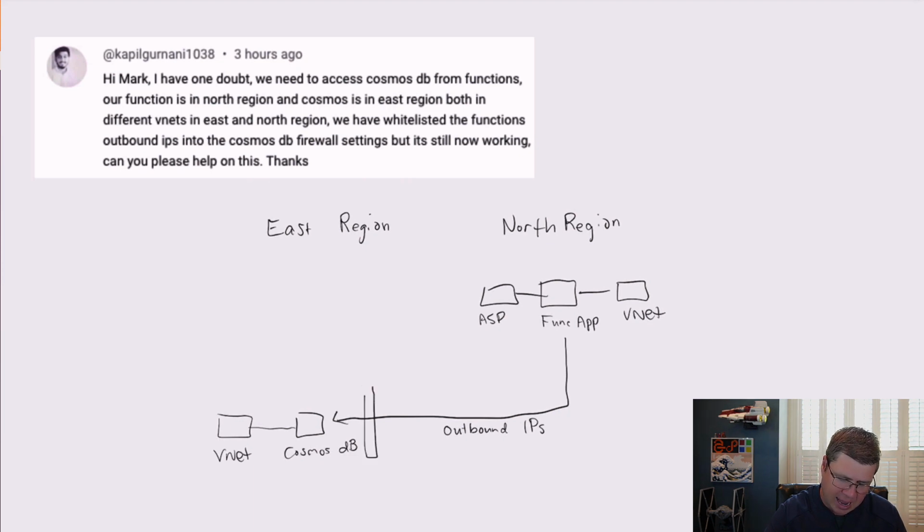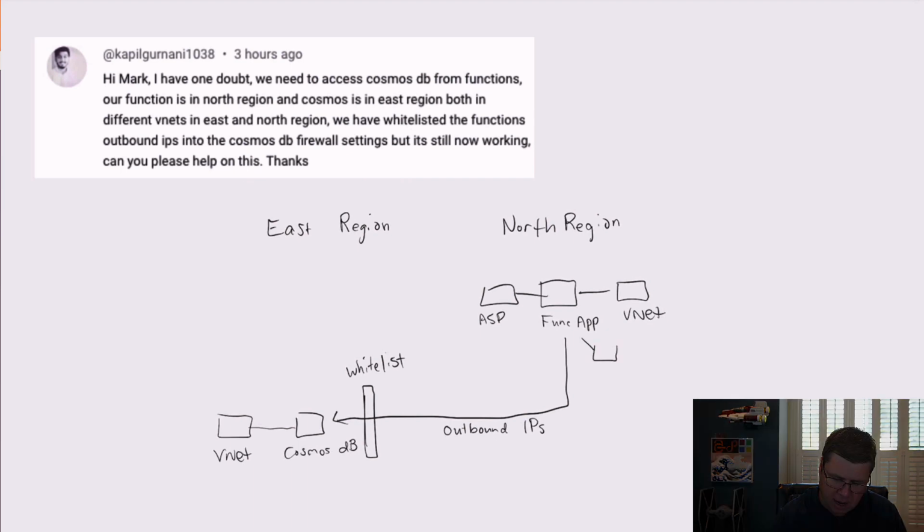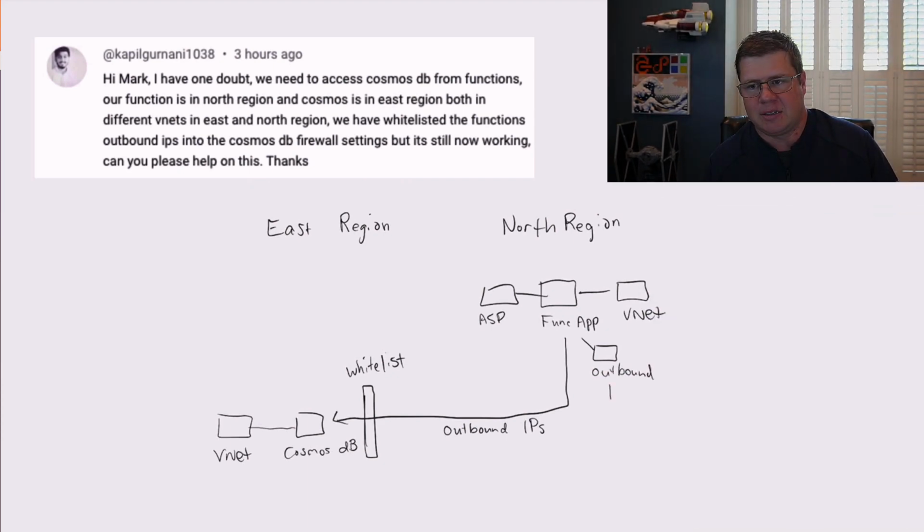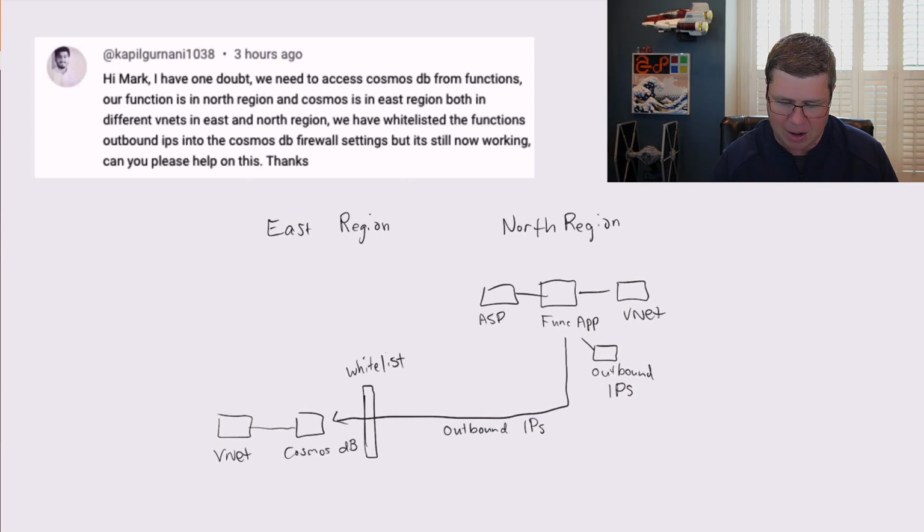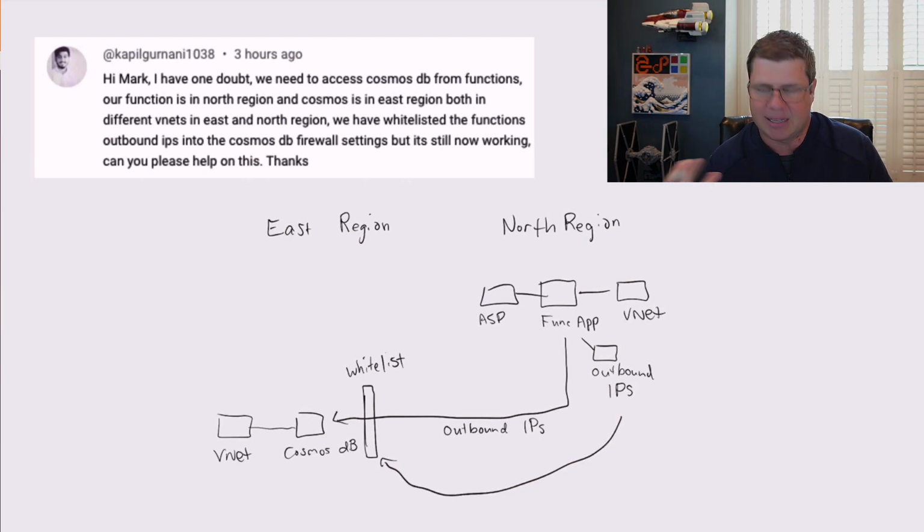So the security mechanism he's protecting the Cosmos DB endpoint with is over on Cosmos DB. He's saying, hey, I've got a whitelist here of IPs that are cool. And when we deploy a function app, it has what are called outbound IPs. It's not just one outbound IP, it's a collection of outbound IPs, and there's a whole bunch of them. It's kind of insane. So he's taking all of those outbound IPs and putting them into this whitelist, and he's saying it's not working.